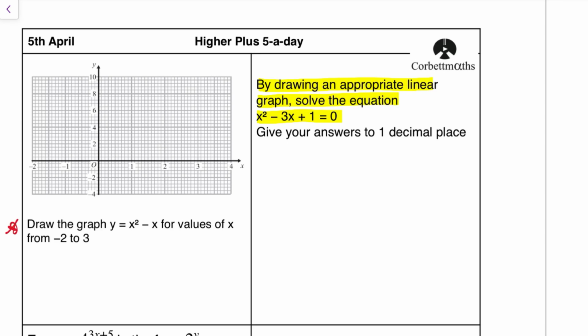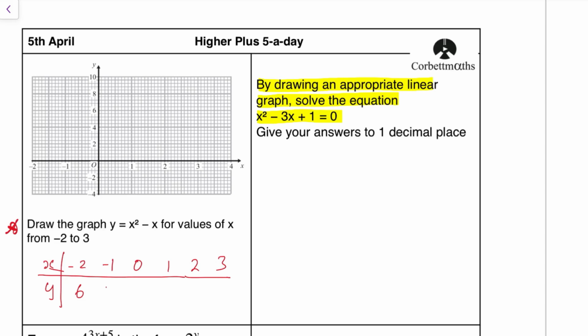Let's draw the graph of y = x squared minus x for values between -2 and 3. Because I'm going to need these values a bit later on, I'm going to do this reasonably accurately. So -2, -1, 0, 1, 2, 3. And then x squared minus x is going to be 4 minus -2, which is 6. Now, you do have a function in your calculator that will do this for you. It's called the table function. But I'm just going to work these out quickly.